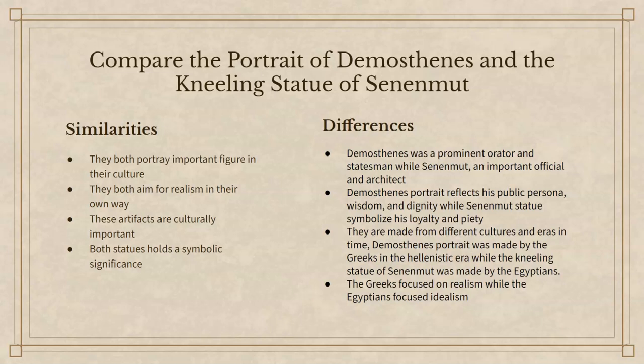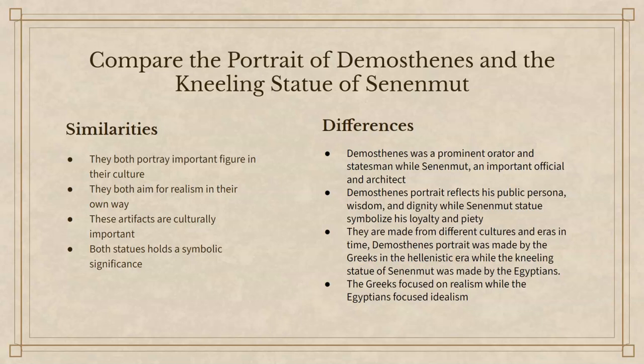The kneeling statue of Senenmut also has a purpose and function. This statue is meant to commemorate as well as portray Senenmut in a posture of piety, likely dedicated to the pharaoh Hatshepsut or the gods. Statues of officials in ancient Egypt often had a religious and memorial function.